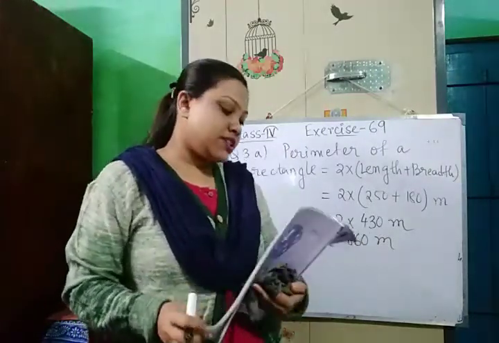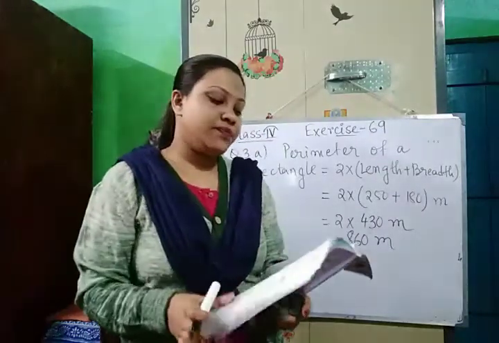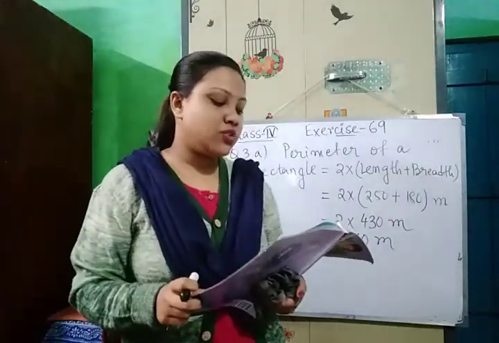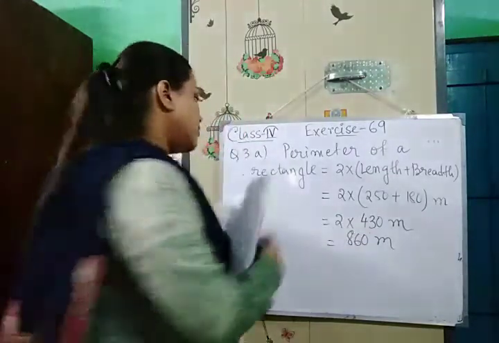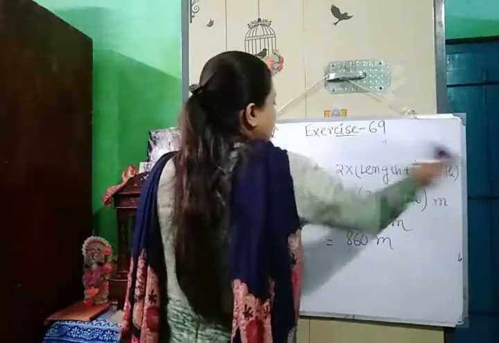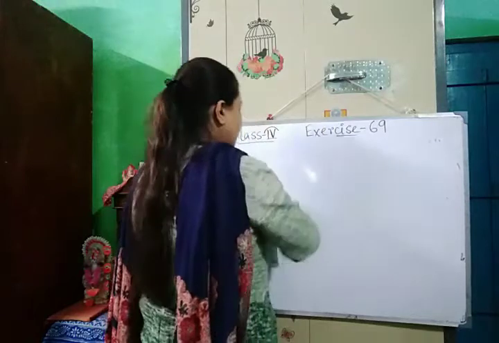So, I hope you understand this one. So, another remaining sum is there in question number 3. Next, I am going to question number 4. Find the perimeter of the following squares where the sides are given. I am doing question number 4's A.